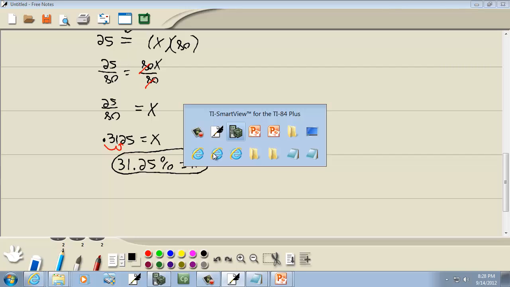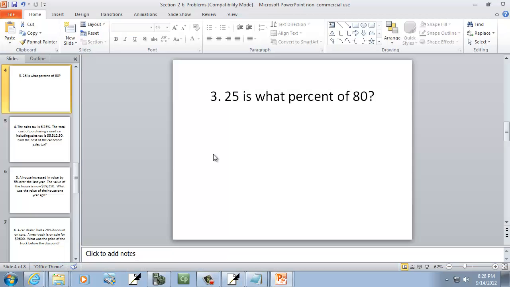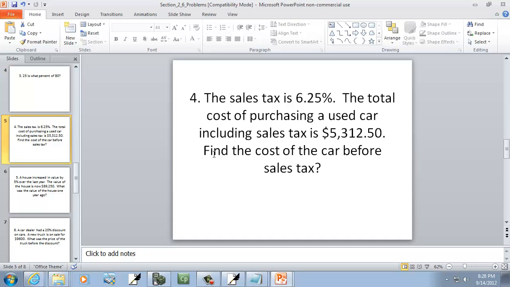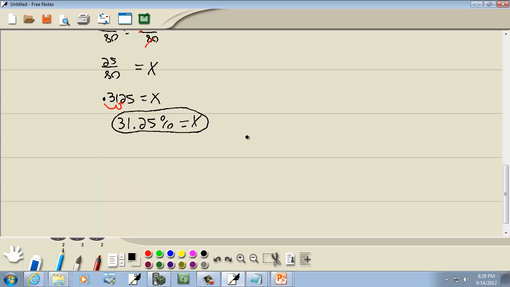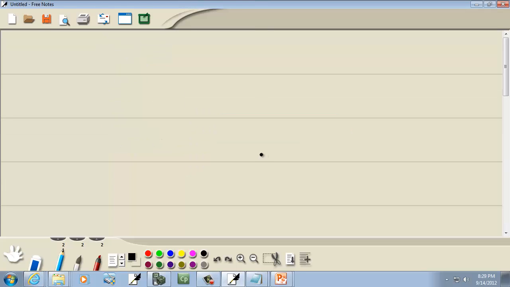Now these next problems, let me bring up one, kind of give you the idea. It says the sales tax is 6.25%. Total cost of purchasing a used car, including sales tax, is this. Find the cost of the car before sales tax. What these revolve around, let me start a new tablet here. There we go. Is there's two forms. One of them is where we got an amount plus an amount times percent equals your total.